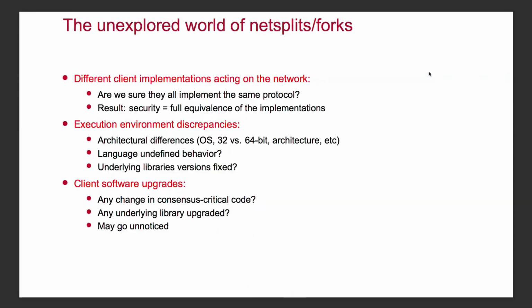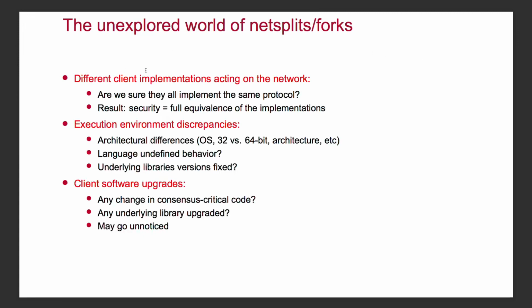Okay, so back to the kind of, if we zoom out a little bit from these details, net split condition means that part of nodes see one ledger and the other part of nodes see the other ledger, and this is an unexplored area of research, in my opinion. So it's a good thing to look at. So what could be the reasons in general for net split attacks?